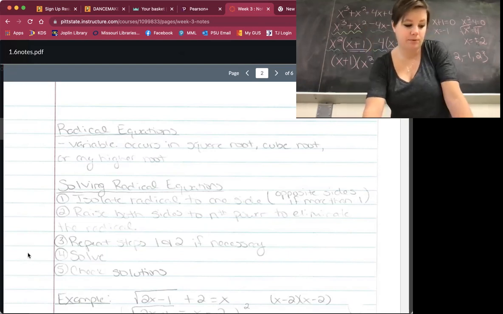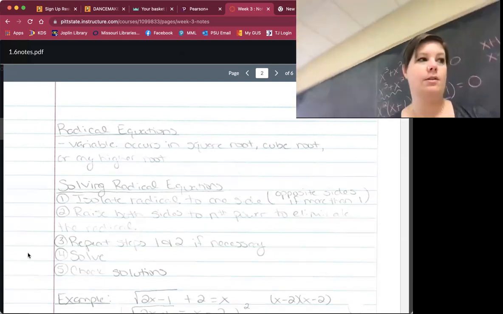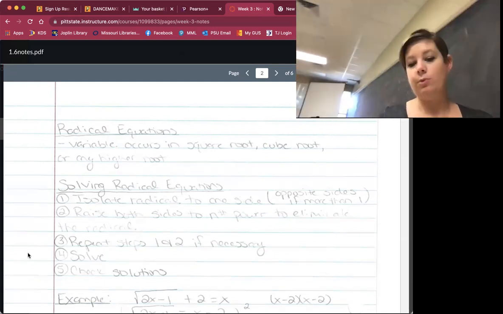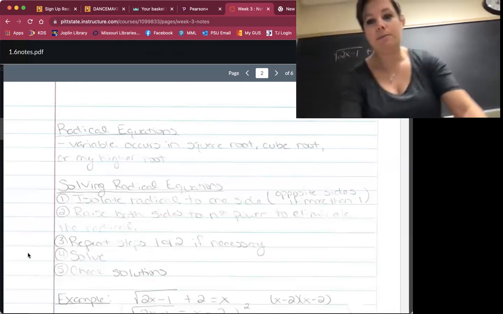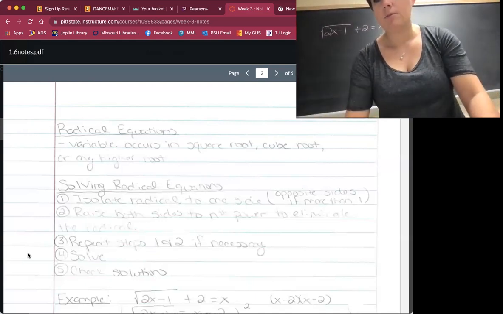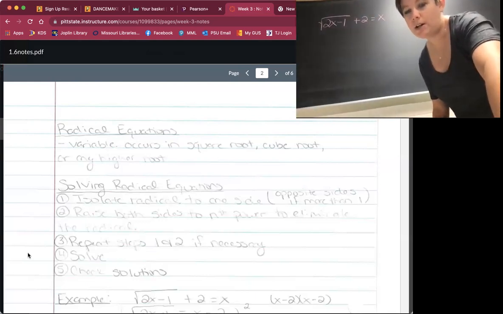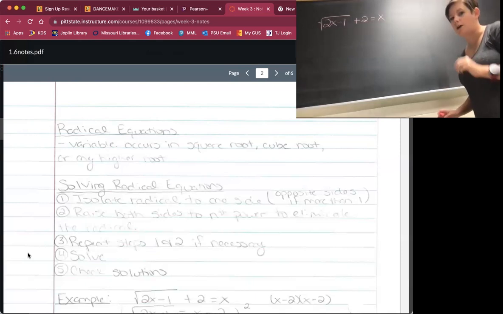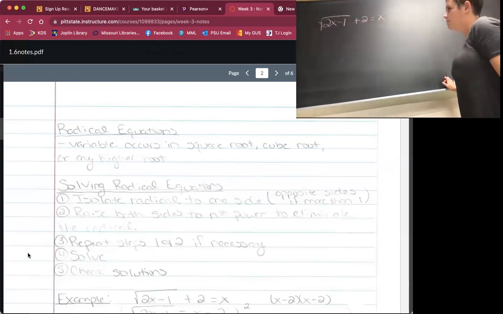Okay? Let's go work one. This one's the simpler of the two, where we only have one radical to start with. And it's right there on the bottom part of the notes as well, where we have the square root of 2x minus 1 plus 2 equals x.